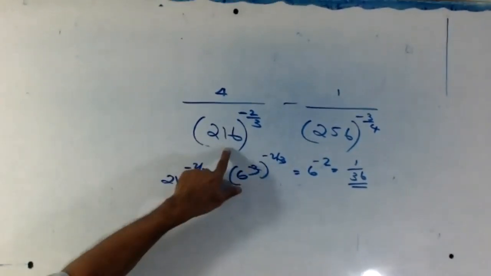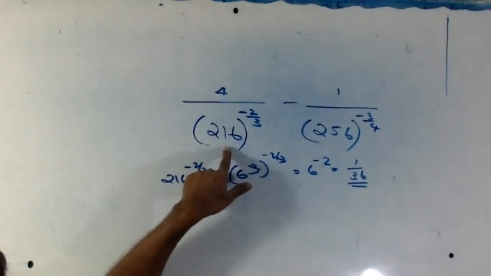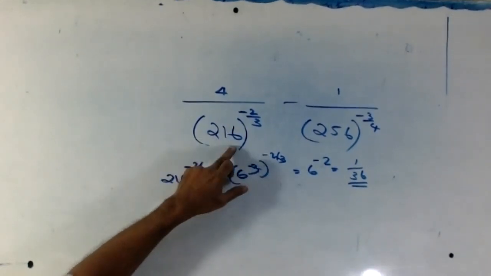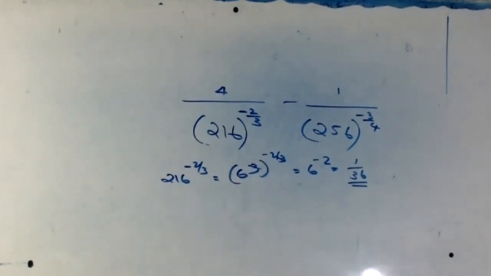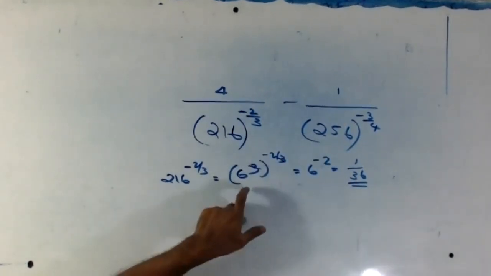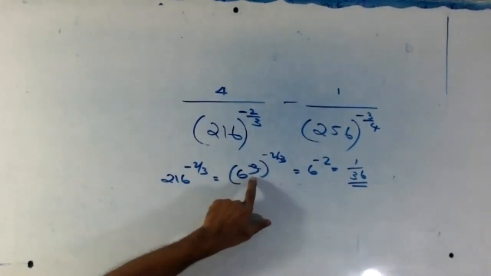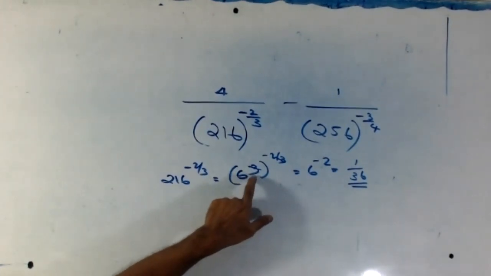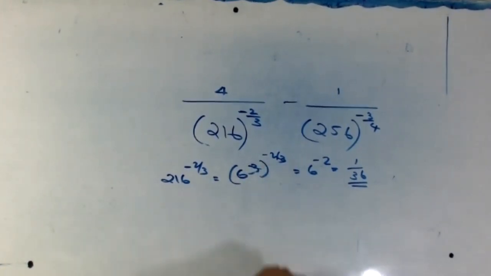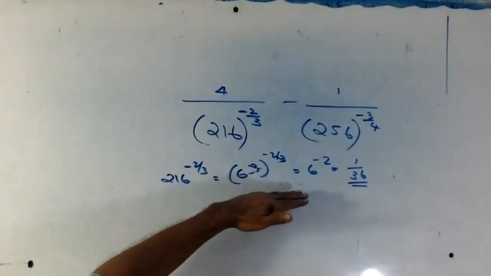Look, 216. Exam point, very important question. 216 raised to minus 2 by 3. 216 is 6 into 6 into 6. You know that. If not getting, go to the factorization and find out. 6 cube whole raised to minus 2 by 3. Don't learn it by heart. 6 raised to 3 raised to minus 2 by 3. The 3s cancel. 6 raised to minus 2 equals 1 by 36, because 6 square is 36.